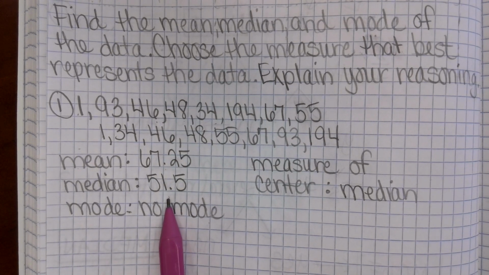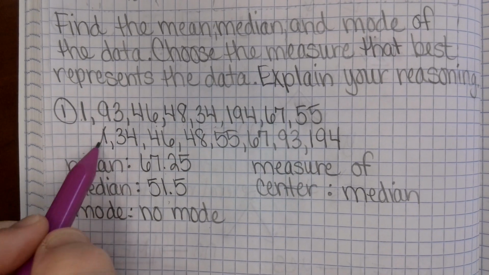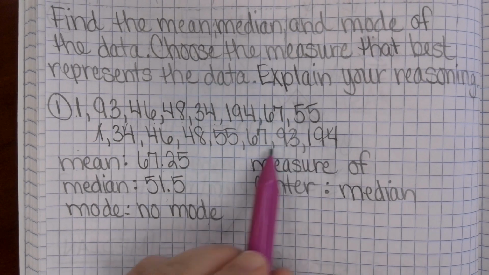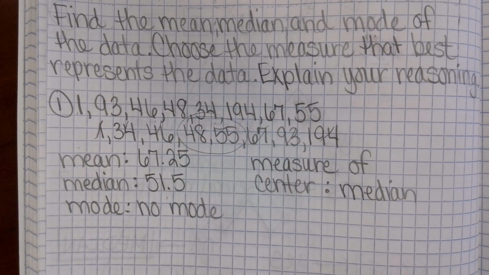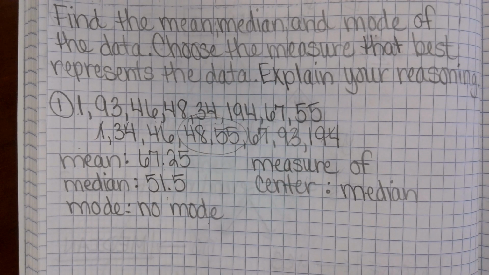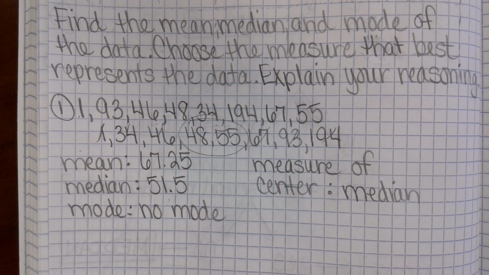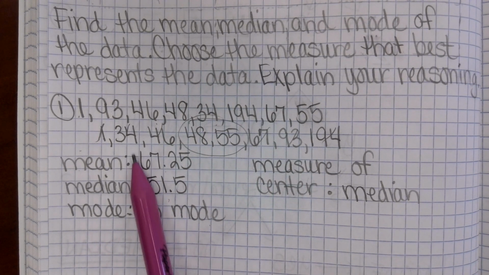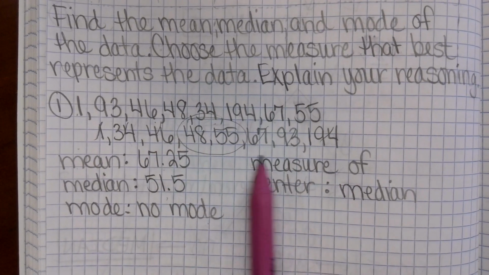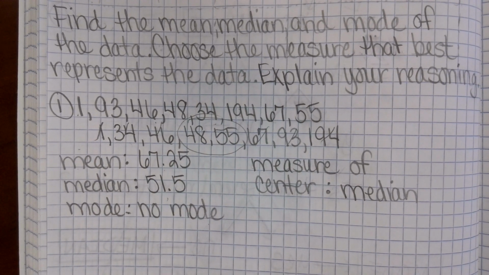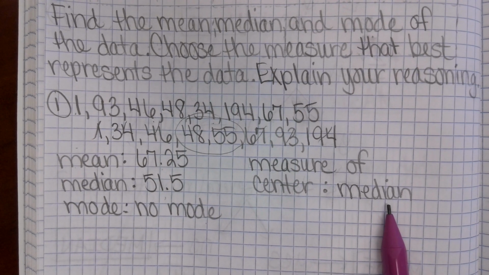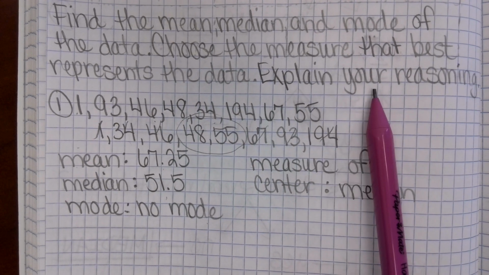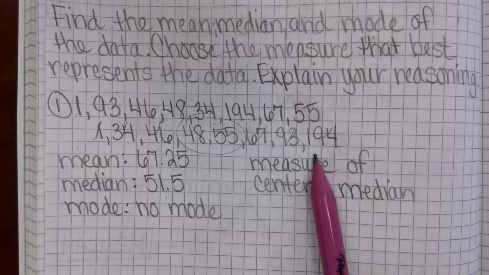The median, that's going to be that middle number, and if you start crossing off numbers till you get to the middle, you see we've got those 2 in there. So I have to add those and divide by 2, and that's going to give me 51 and a half. There is no mode. None of the data are repeated. And the best measure of center is going to be the median. And it's going to be the median because of the outlier.